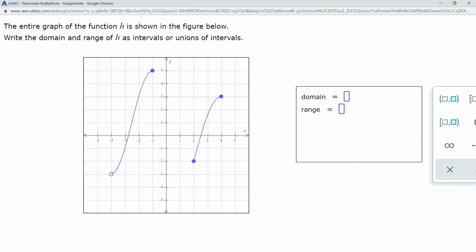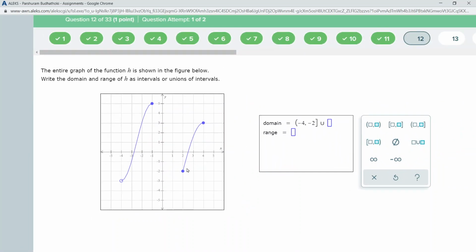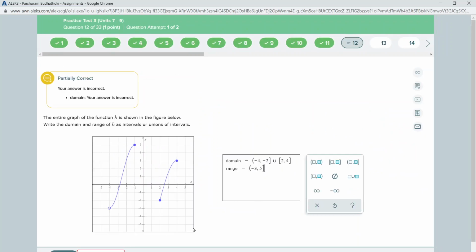So the domain would be -4 to -2, including -2, union, that's not the end, so union from including +2 to +4. So +2 to +4. So remember, the domain comes from the x values of the graph, and range is from what y value to what y value. So you can see that this is the lowest one, which is -3 up to +5, not including -3. So you have to use the parenthesis for -3, comma, +5 with the bracket for the +5. So that's problem 12. Check the answer.